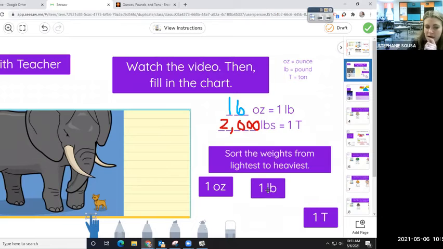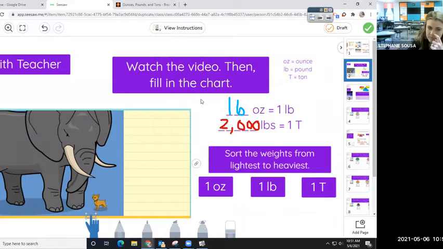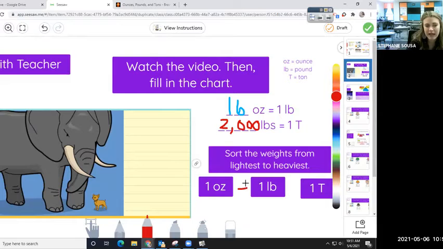Then we have a pound. A pound is made of 16 ounces. And finally, we have a ton. A ton is going to be 2,000 pounds. Okay, so these are from lightest to heaviest. An ounce weighs the least. A pound is that middle. And then a ton weighs the most. Questions on this vocabulary?